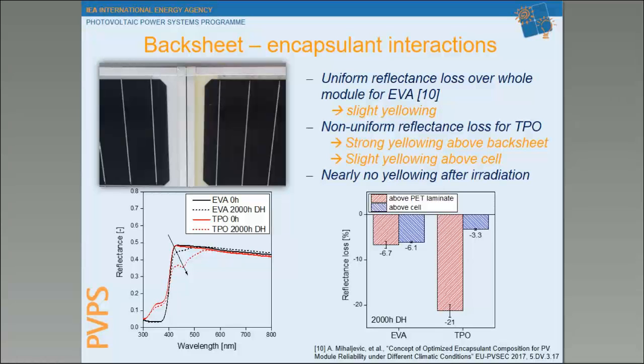So is this already, let's say, a failure by means of power loss? I would say no, but sometimes yellowing is also a precursor for, let's say, following failure, and maybe sooner or later this backsheet will degrade too fast and then we will have other problems. So I cannot say yet.